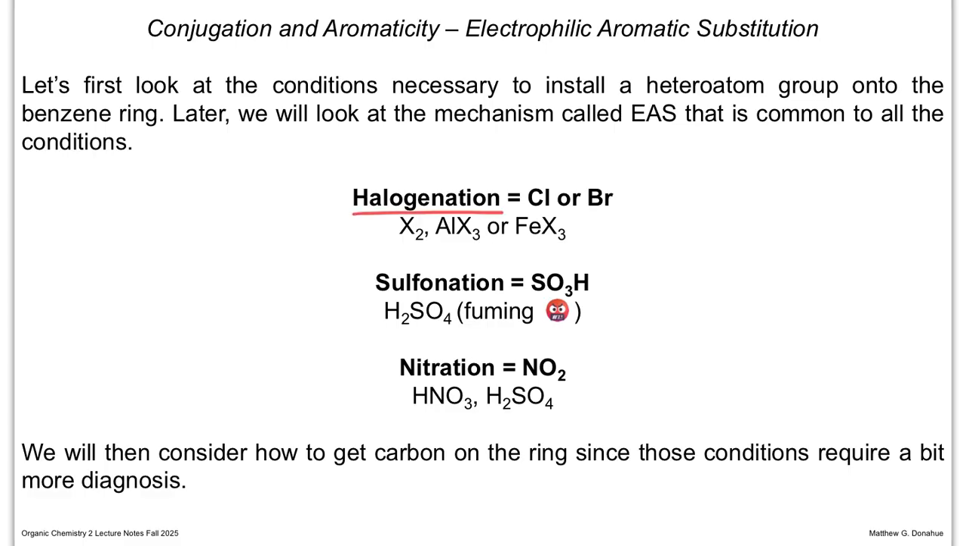So halogenation, sulfonation, and nitration. Notice for halogenation, it's chlorine and bromine. Fluorine and iodine, due to their atomic properties, are typically not electrophilic enough, or they're too electrophilic that we can't control it. So these are the things that are tame enough that we can rationally produce one compound from a reaction.